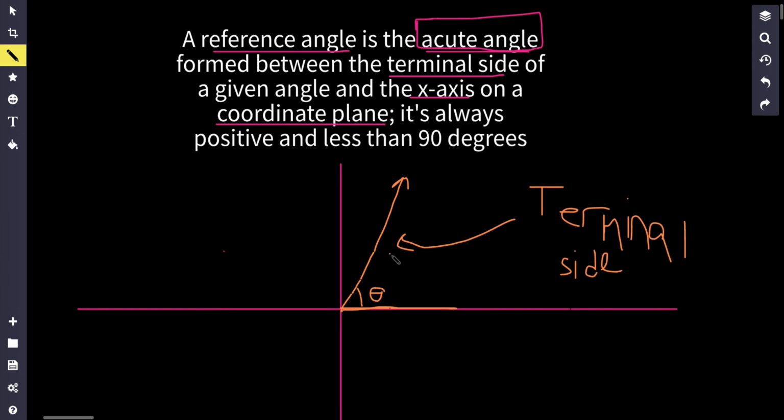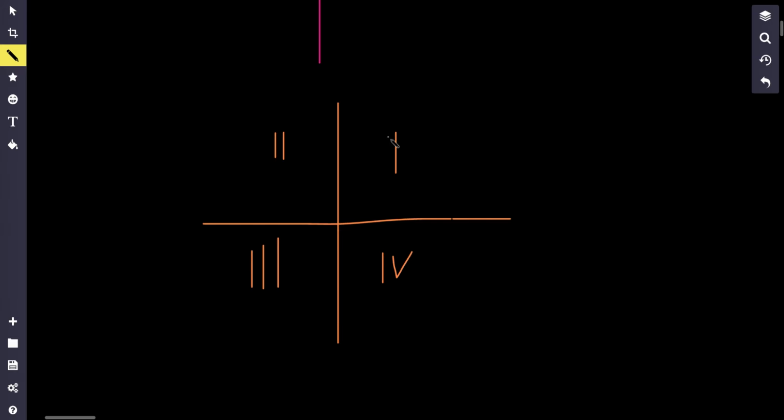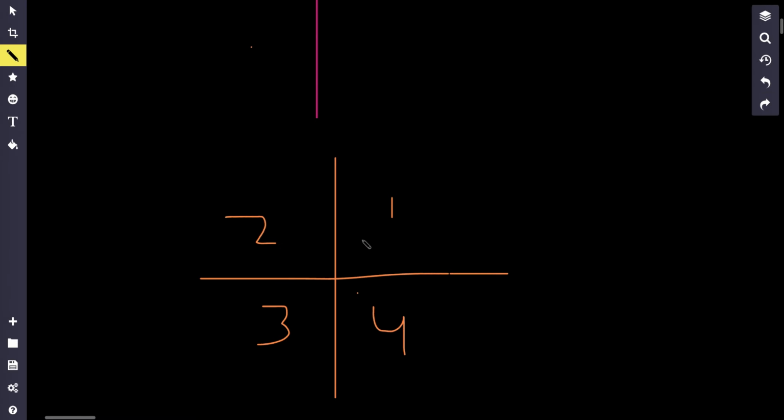Now, this is the first quadrant. Whenever you have a graph, you have different quadrants or sections. This is quadrant number 1, this is quadrant number 2, this is quadrant number 3, and this is quadrant number 4. I don't know why I wrote it with Roman numerals. The way you remember this is that it always goes counterclockwise.